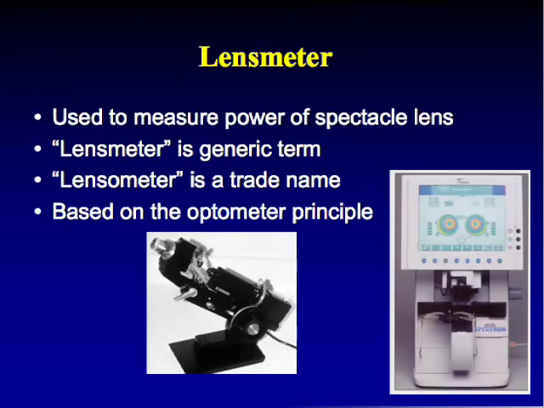Lens clock. Next is Lensmeter. So the Lensmeter is used to measure the power of a spectacle lens. And when I say Lensmeter, I want you to think optometer principle.